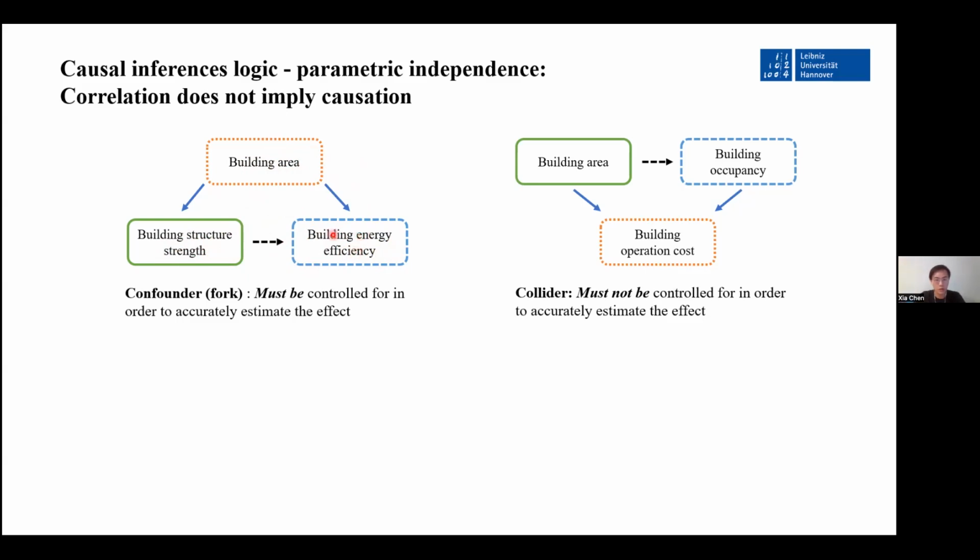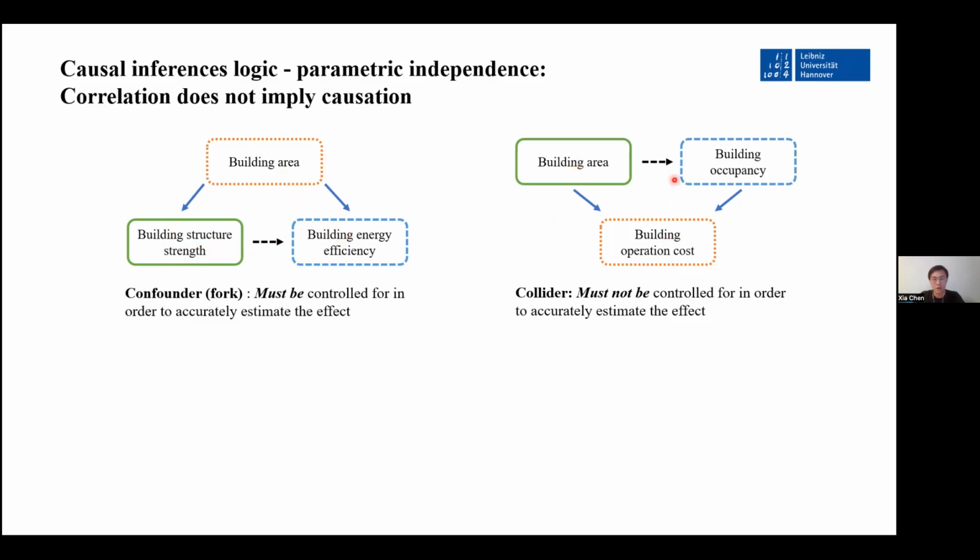So if we don't control this building area variable in the data, or we don't carefully review its distribution, the machine learning model would get the wrong conclusion, because these two variables are correlated, and it might suggest that you have to adjust the building structure strength to change the energy efficiency.